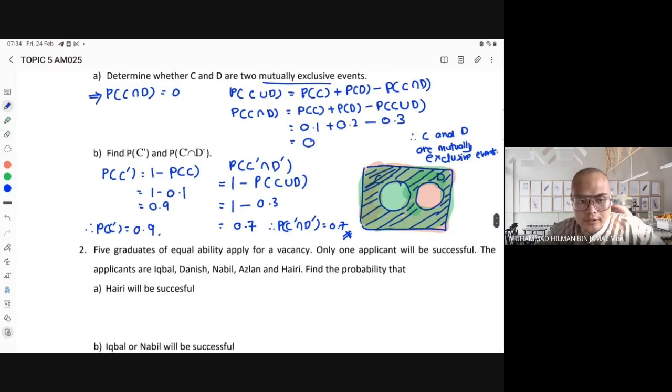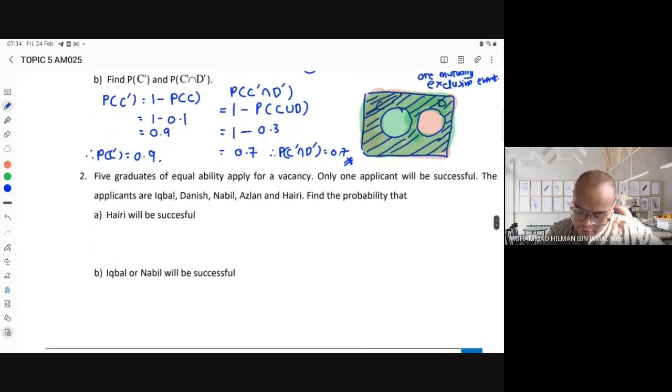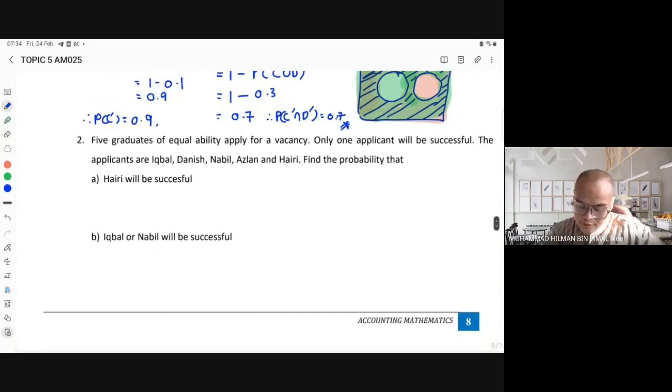Okay, next we go to question number 2. So 5 graduates of equal ability apply for a vacancy. Only one applicant will be successful. The applicants are Iqbal, Danish, Nabil, Azlan and Hairi. Find the probability that Hairi will be successful. Okay, so this one is also an example of mutually exclusive events because when one applicant is chosen, there won't be two successful applicants. Only one can succeed, either Iqbal, Danish, Nabil, Azlan or Hairi.